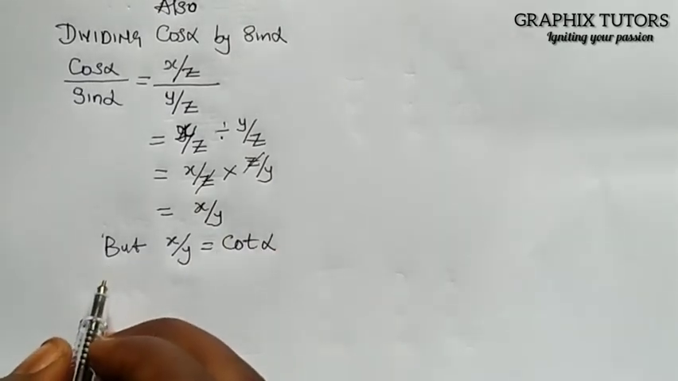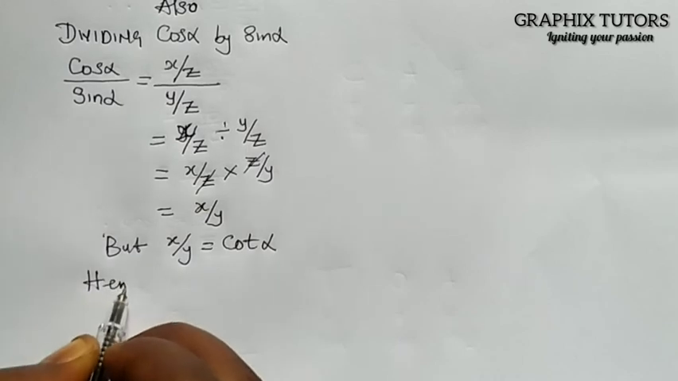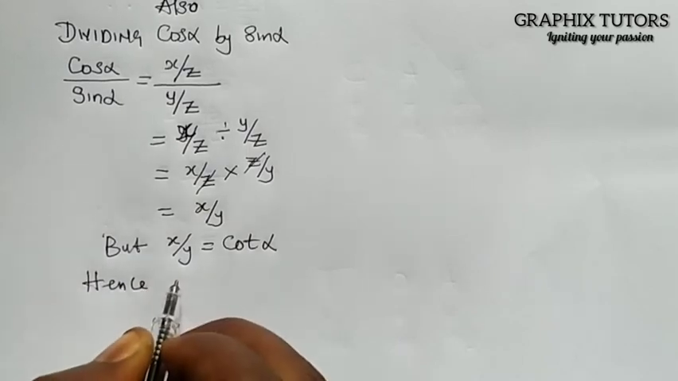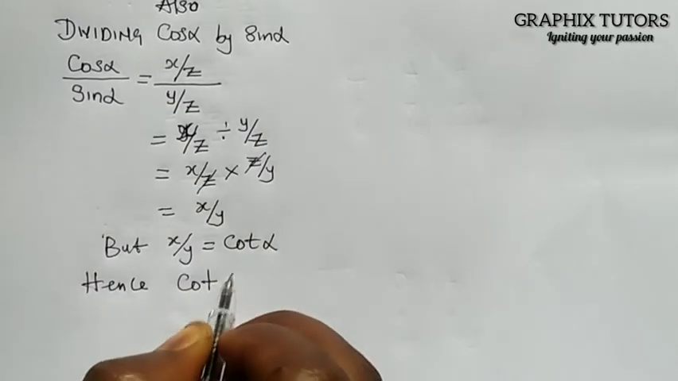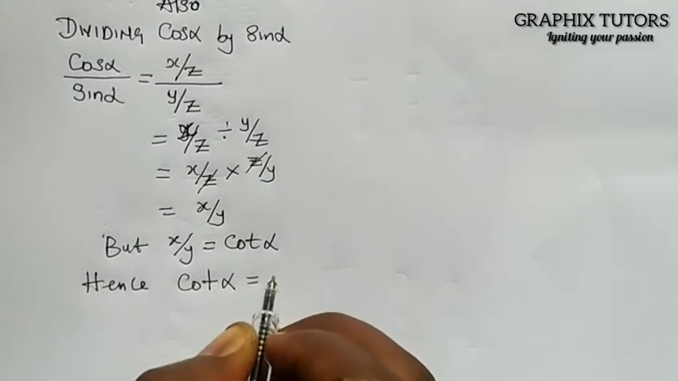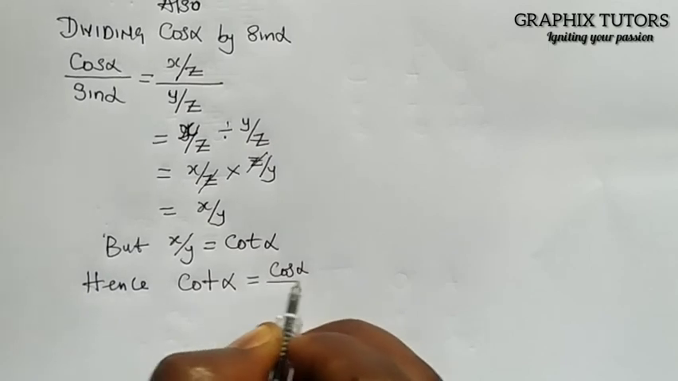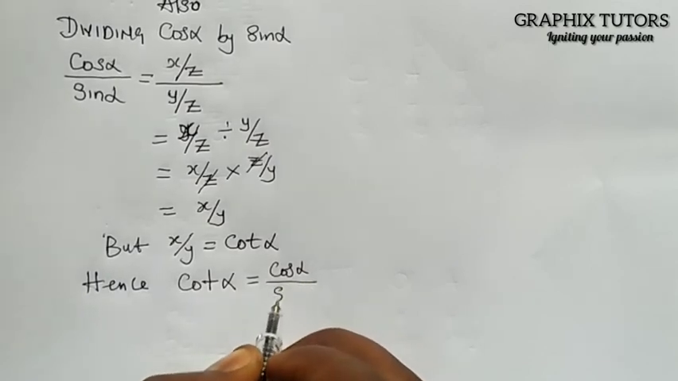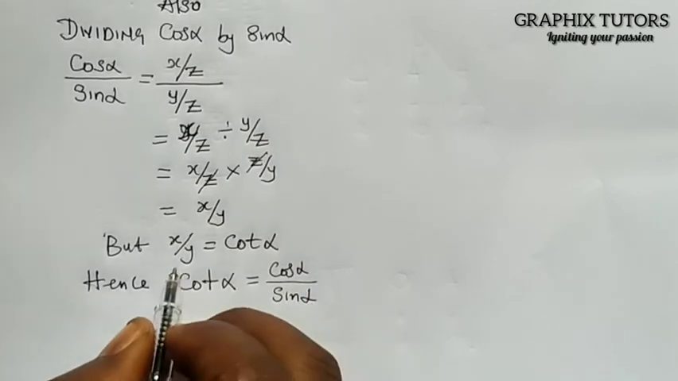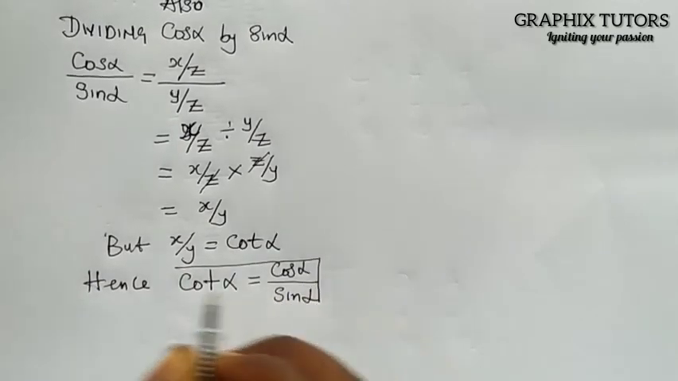So hence, whenever you see cot alpha or cot of any angle, it will give you cos alpha all over sine alpha. Is another important relation.